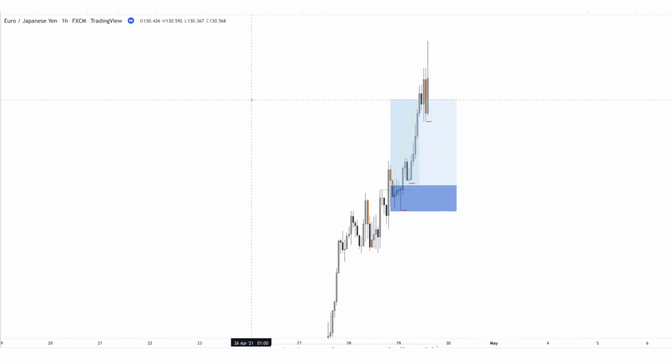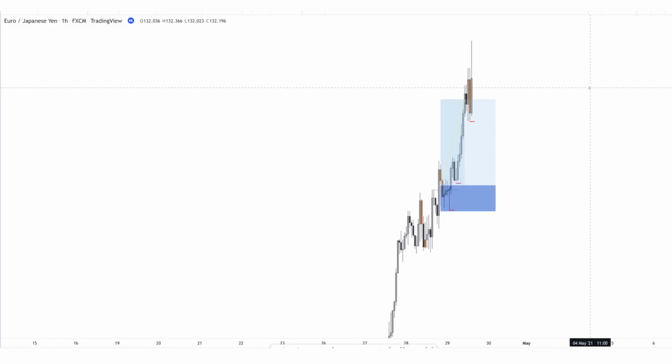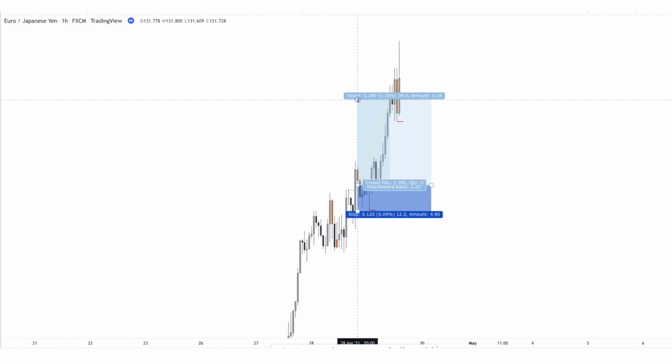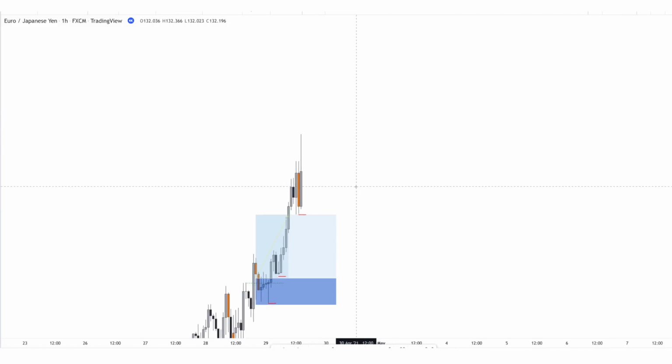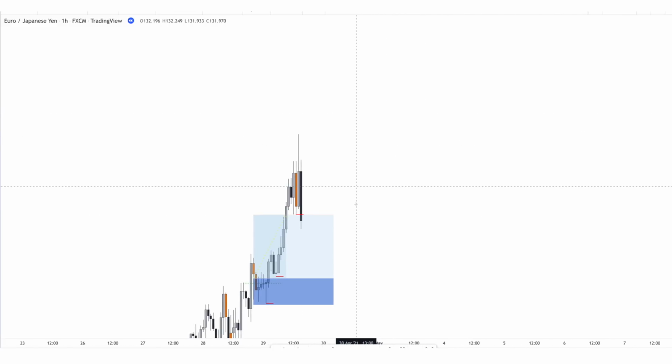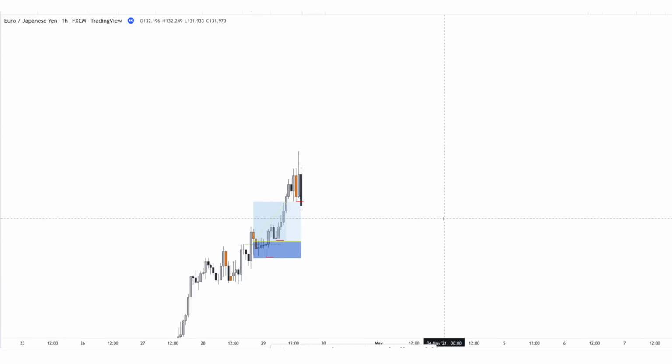There's probably SMC concepts here, an order block somewhere on the higher time frame. We've locked in so far 2.4% profit, and I wouldn't be surprised if, yep, price reverses. 2.4% profit, pretty solid. Again, if you're trading 100 grand, that's around $2,400.